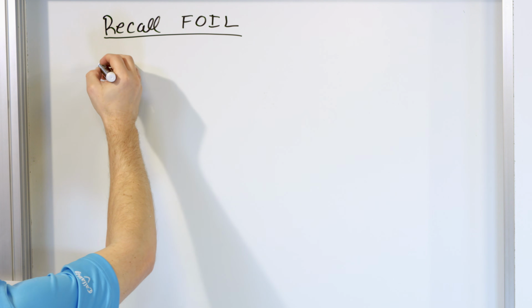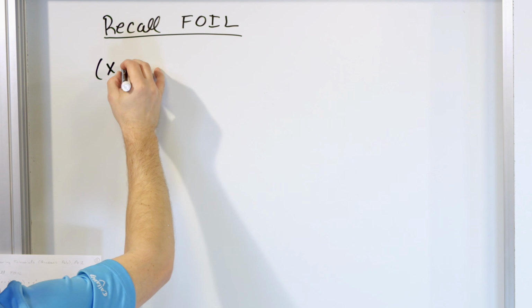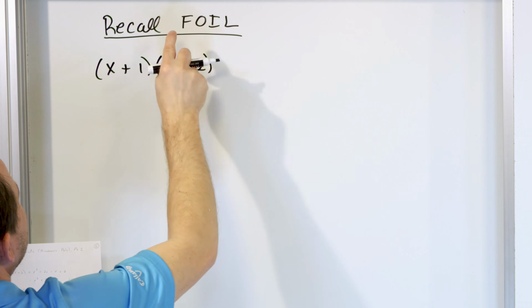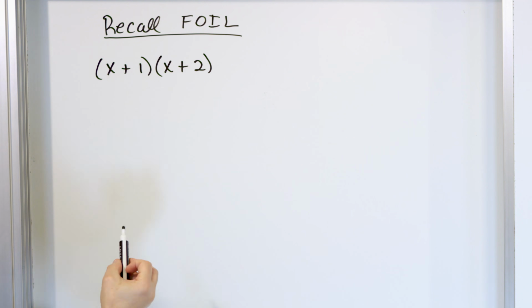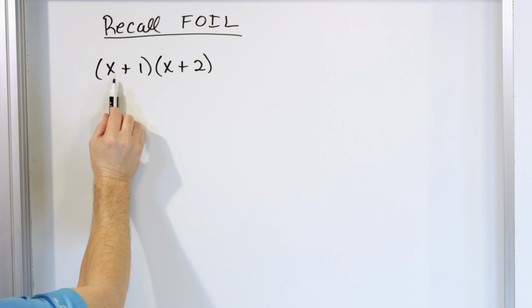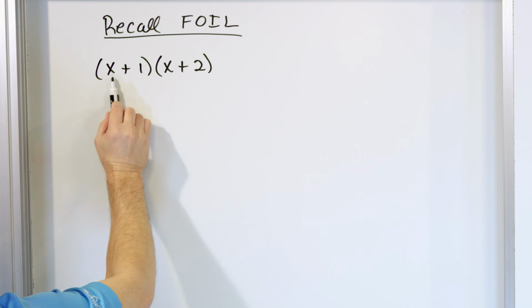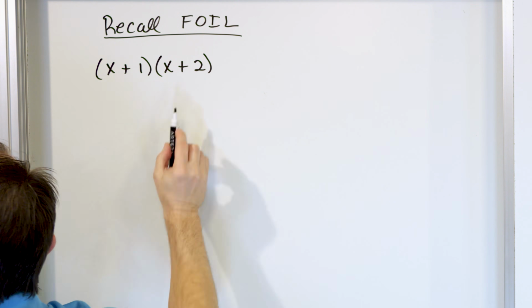So to refresh your memory, FOIL is if I want to multiply x plus 1 times, for instance, x plus 2. And FOIL is just an easy way to remember it, but really what you're doing is you're taking these terms here, you're distributing the x to each of those terms, and then when you're done with that, you go to the 1 and you distribute that with each of those terms.